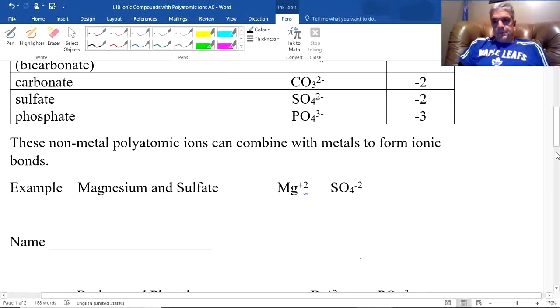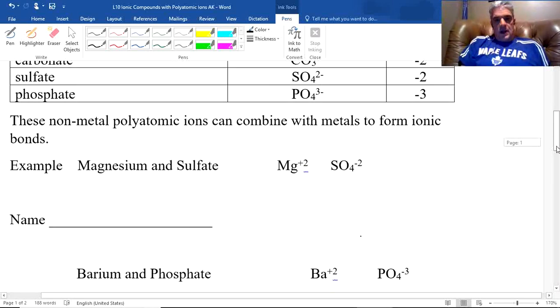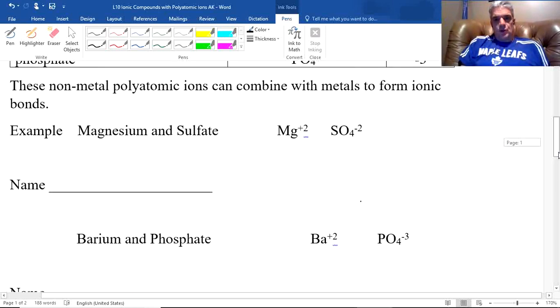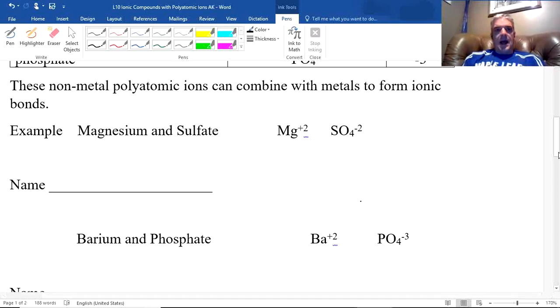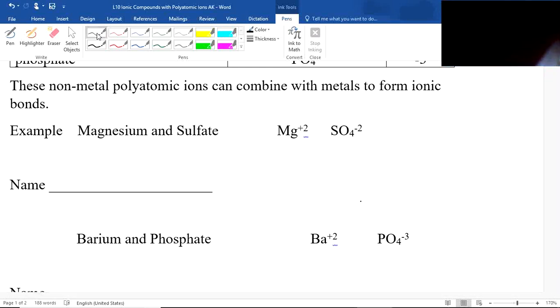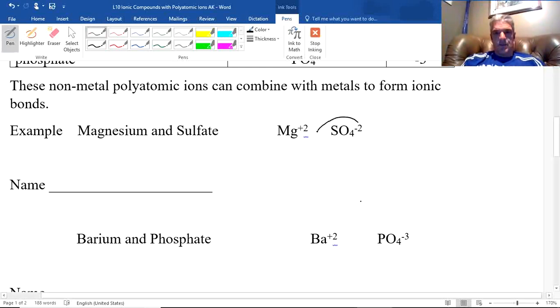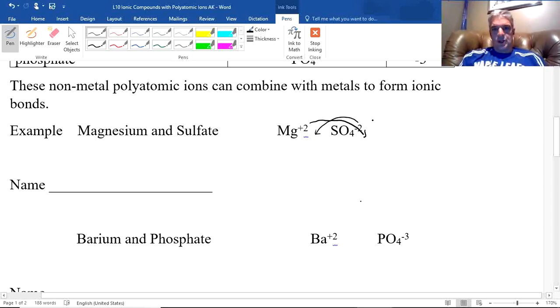Okay, so we also have a way to do our crossover method to produce the chemical formula for magnesium sulfate. Just like we did before, these charges come over and cross over, but the problem here is that I have a +2 and a -2. Those charges cancel each other off. So it ends up just being one of each, and I don't need to write it as 2 of each. So it ends up just being one magnesium.